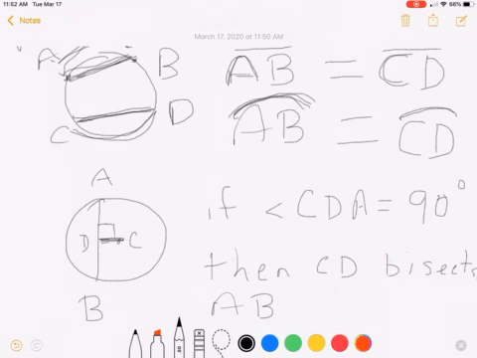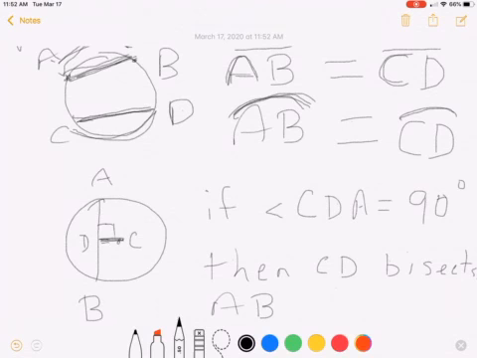Now this theorem says that if you have a line from the center of a circle that hits a chord at 90 degrees, then it bisects the chord. So I've written this down here. If the angle CDA or the angle CDB is 90, that implies that the line CD must bisect AB. It cuts it in half, in other words.